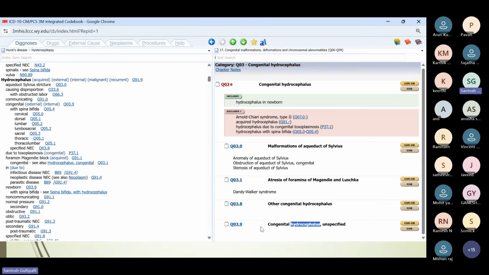So the physician stated both conditions, acquired hydrocephalus and congenital hydrocephalus. But you can assign only congenital hydrocephalus, because acquired hydrocephalus is under Exclude 1. So that's the reason we can assign congenital hydrocephalus. Okay, clear? Yes, sir. Yes.